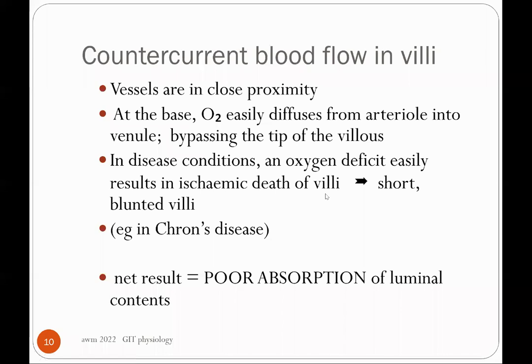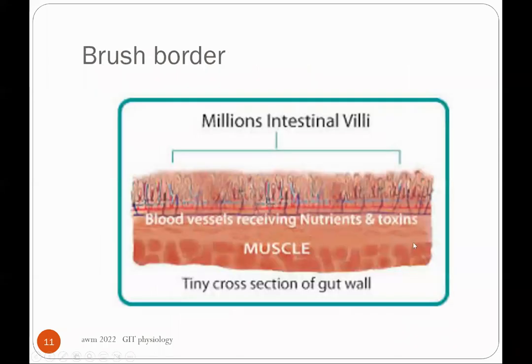So the net result, as we said, is poor absorption of luminal contents, despite the luminal contents containing all the nutrients that may be required by the individual. So they could be eating a perfectly good diet, but still you wonder why is their body not responding, or why are they still getting disease? Why are they still showing symptoms of malabsorption?